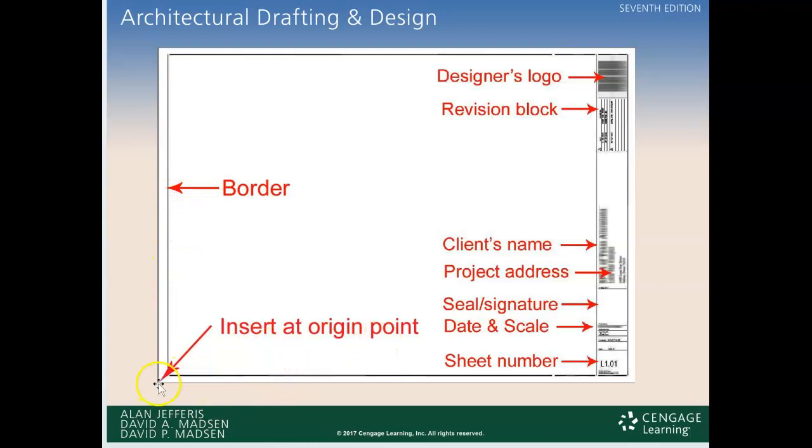This is the origin point when you have a digital page you're working on. You'll insert at a certain point. Starting from the bottom, the sheet number, the seal or signature. Architect seal goes here, client's name, and the project address. Information about who's touched this drawing, and the designer's logo. Some of these can be mixed. Not everything is a given, but that's the general layout.